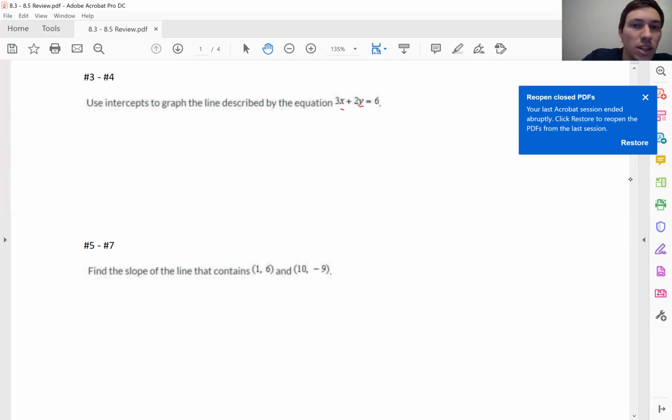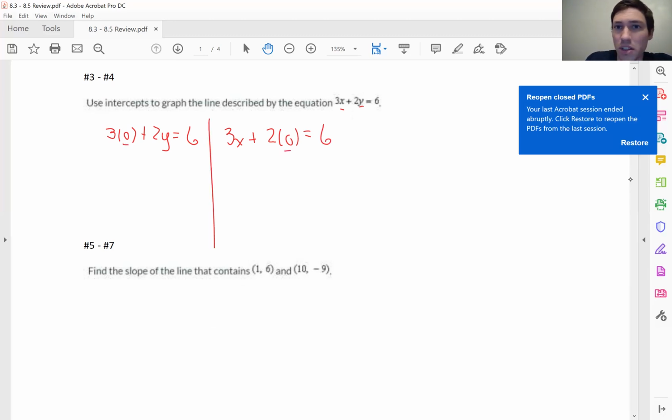So it just looks like this. Go 3 times 0 plus 2y equals 6. And then we're going to go 3x plus 2 times 0 equals 6. So I plugged in 0 for x and I plugged in 0 for y. Two completely separate equations. Now I'm going to solve.